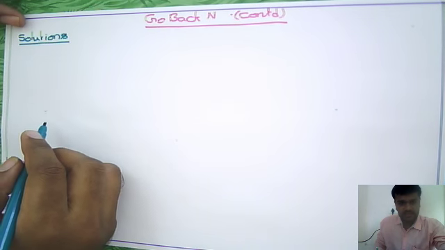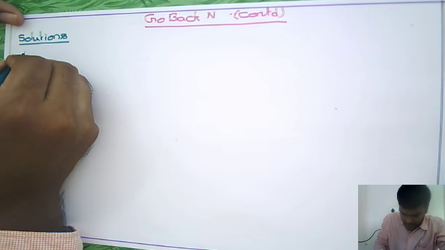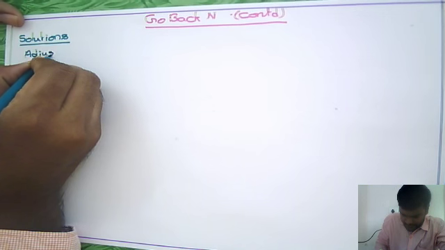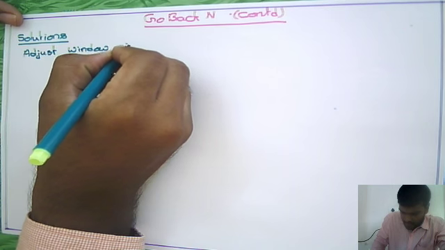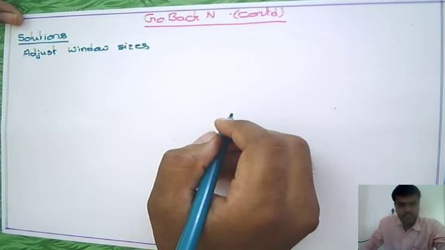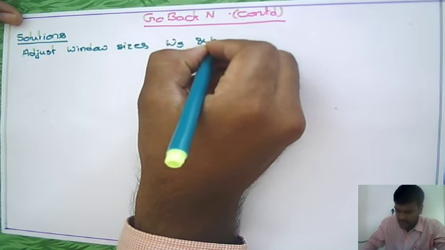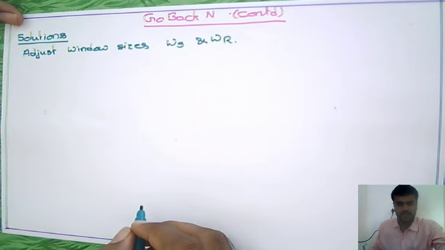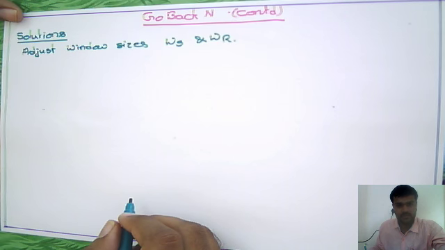To provide the solution, first we need to adjust the window sizes. Here we need to adjust the window size of the sender and the window size of the receiver, so that whatever problems we faced in Go-Back-N, we are going to resolve by these adjustments. So let us see first what the window size of the receiver is.